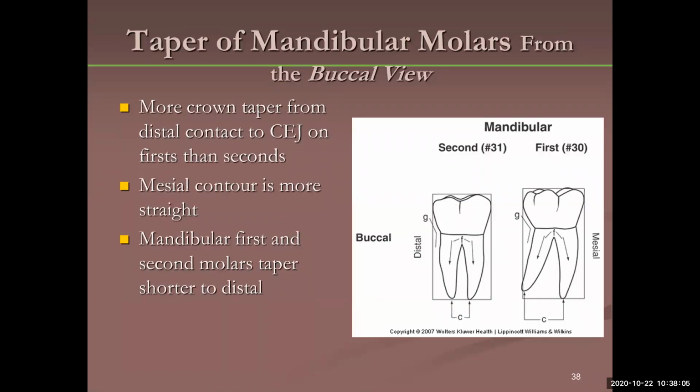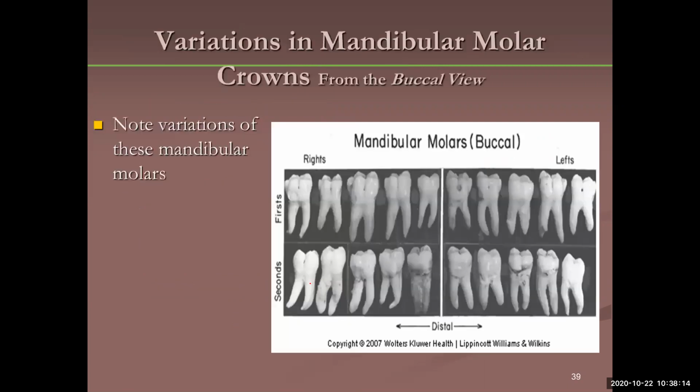So you've got a fairly straight CEJ. They're a little bit taller. The occlusal is a little bit taller on the mesial than it is on the distal. From the buccal view, you can see a difference between the patterns, but look at, not only the size of the teeth, but the first molars all have 2 buccal grooves. And the second molars have 1 buccal groove. When comparing first to second, the roots are going to be a little closer together.